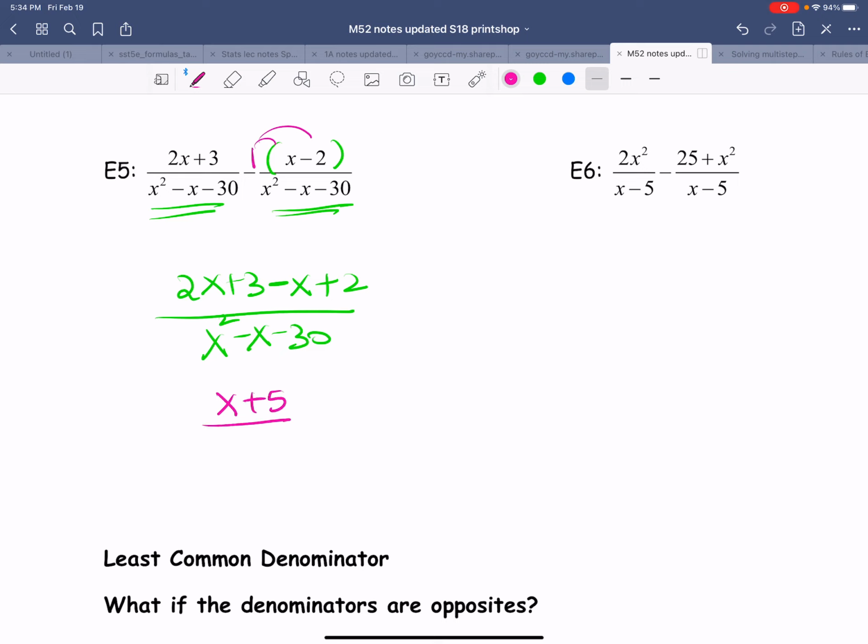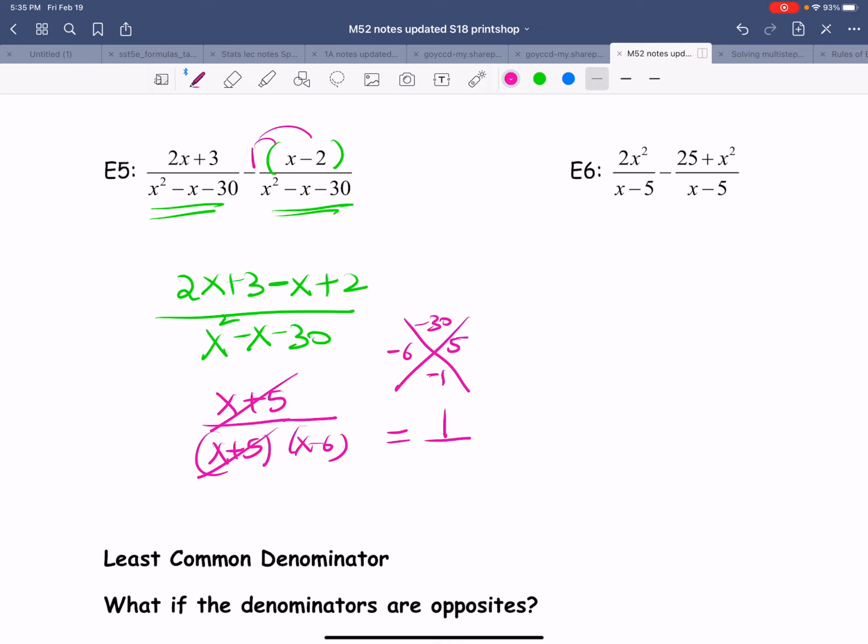And we can factor the denominator. Two numbers that multiply to give you negative 30 and add up to give you negative 1 are going to be negative 6 and 5. So x plus 5 and x minus 6. The x plus 5 is there in the numerator and denominator, so they cancel each other. I'm only left with x minus 6 in the denominator.